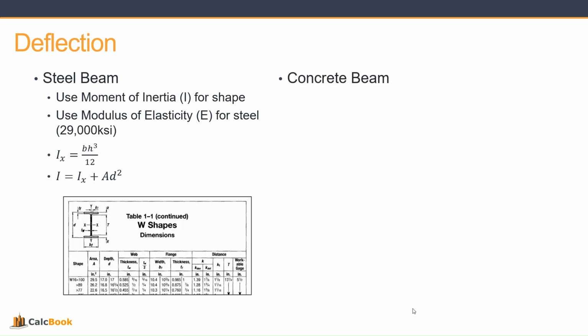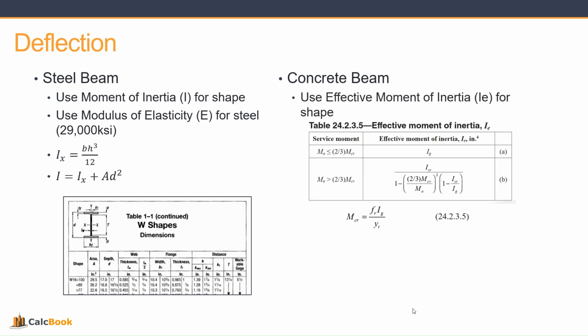Pretty straightforward. For concrete beams, however, it's a little bit more complicated, right? For moment of inertia, we use the effective moment of inertia, which can either be the gross section, so just using your moment of inertia calculations like BH cubed over 12 and your parallel axis theorems if you have a T-beam or something like that. But then we have something called the cracked moment of inertia, which is based on the cracked moment value. If the applied moment, the service moment, is less than or equal to 2/3 of the cracked moment, then you use just the regular gross moment of inertia. But if your service moment demand is greater than 2/3 of the cracked moment, then you have to use the effective moment of inertia calculation, which includes the cracked moment of inertia, a ratio of your cracked moment to your service moment, and a few other things to get your effective moment of inertia.